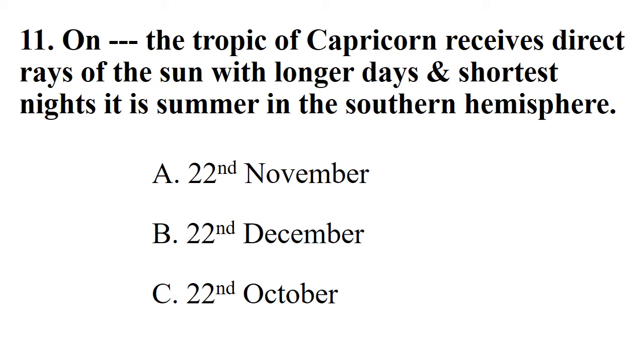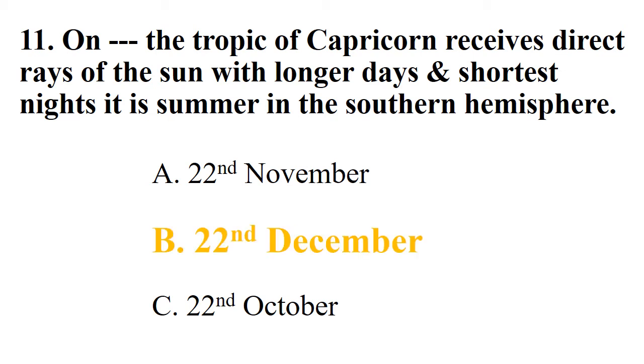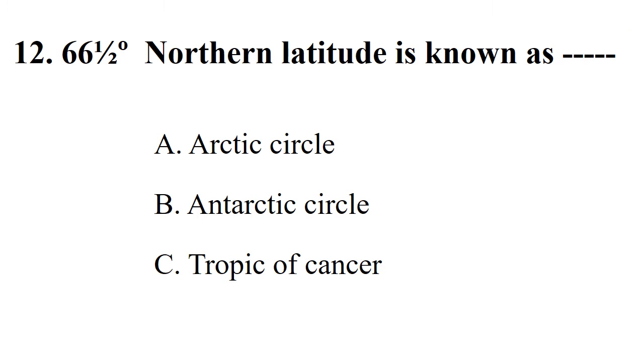Next, on dash, the Tropic of Capricorn receives direct rays of the sun with longer days and shortest nights. It is summer in the southern hemisphere. Options: 22nd November, 22nd December, 22nd October. Right option: 22nd December.